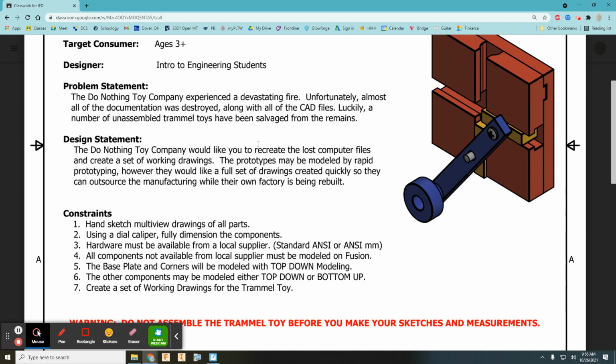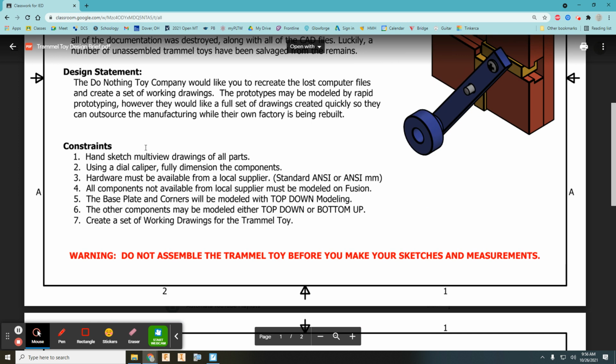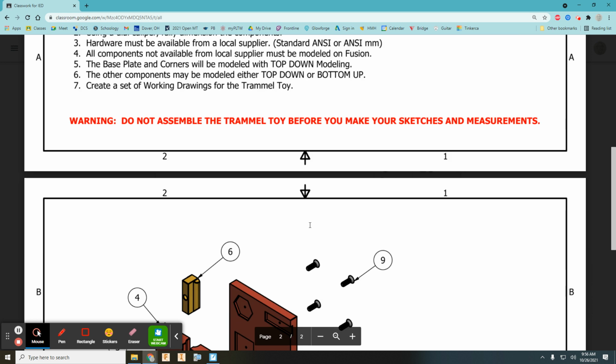Now you still have the octagons, but I already had them printed out before I realized it was a problem. We're going to put a trapezoid in there instead. So what are we going to do? We are going to fully dimension the components. We're going to sketch the parts. And we've got to figure out what hardware we're going to need. And eventually, we're going to create a set of working drawings for the Trammel toy.